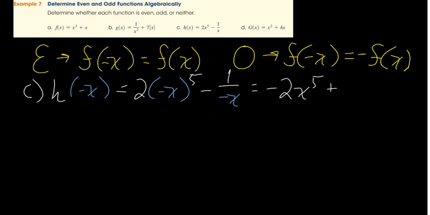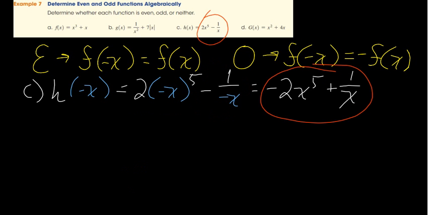Okay, but anyways, positive 1 over x. Now we're going to ask ourselves, is this the exact same as this? Well, no, it's not. But is it the exact negative? Well, let's see. This has a positive 2x to the fifth, and this is a negative 2x to the fifth. This is a negative 1 over x, this is a positive 1 over x. So C is indeed an odd function because it is the exact negative.